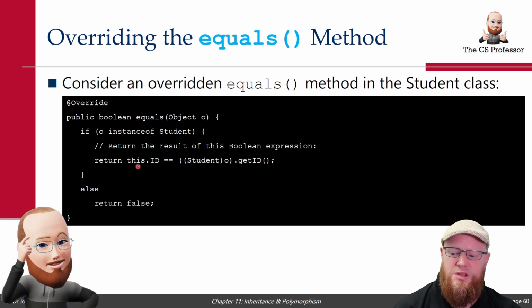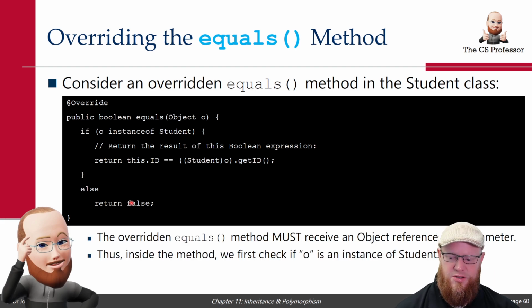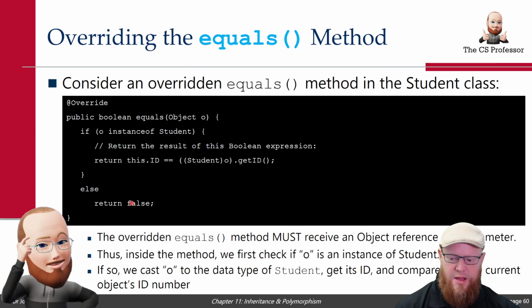If those are the same, it will return true. Otherwise, it would return false. This is one way of doing an equals method. So here we have the equals method. Do note that this method receives an object reference as a parameter. So we have to first check if that object is an instance of the particular class in question, in this case student. We then cast it accordingly and we then make our method.